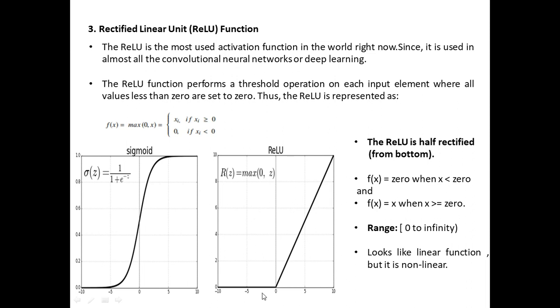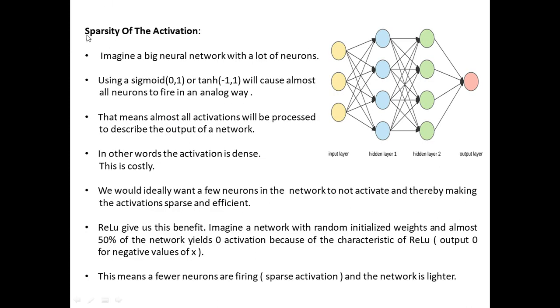You may think that this ReLU function looks like a linear function, but it is actually a non-linear function because the derivative exists for this particular function. It always takes the maximum of 0 and x. One advantage of the ReLU function is the sparsity of the activations. We'll see what sparsity of the activation is.